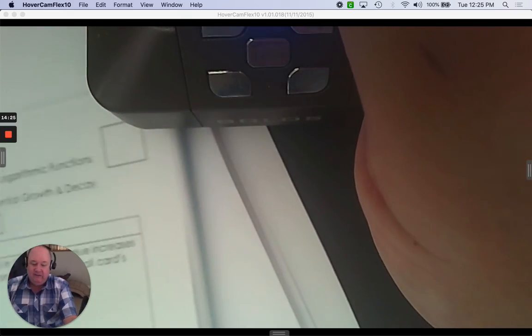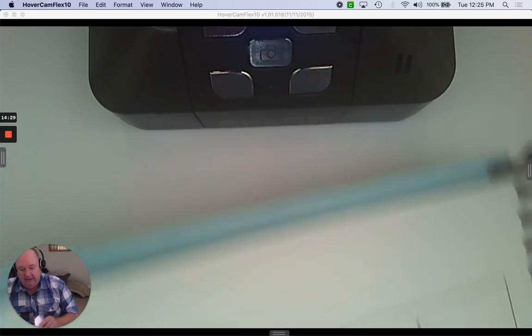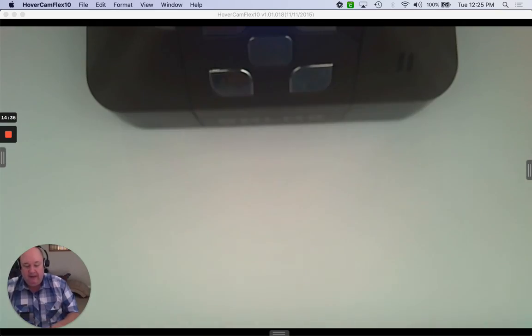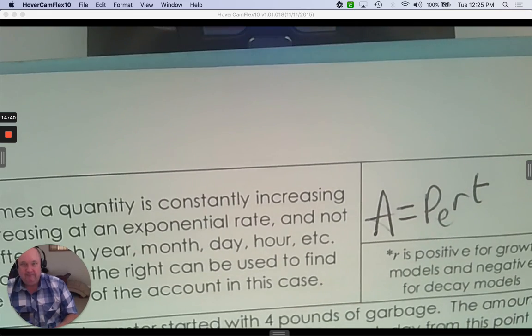All right, turn the page. And that's it. So there's your lesson on exponential growth. So we have these formulas we need to know. We have this formula we need to know. And the last one.